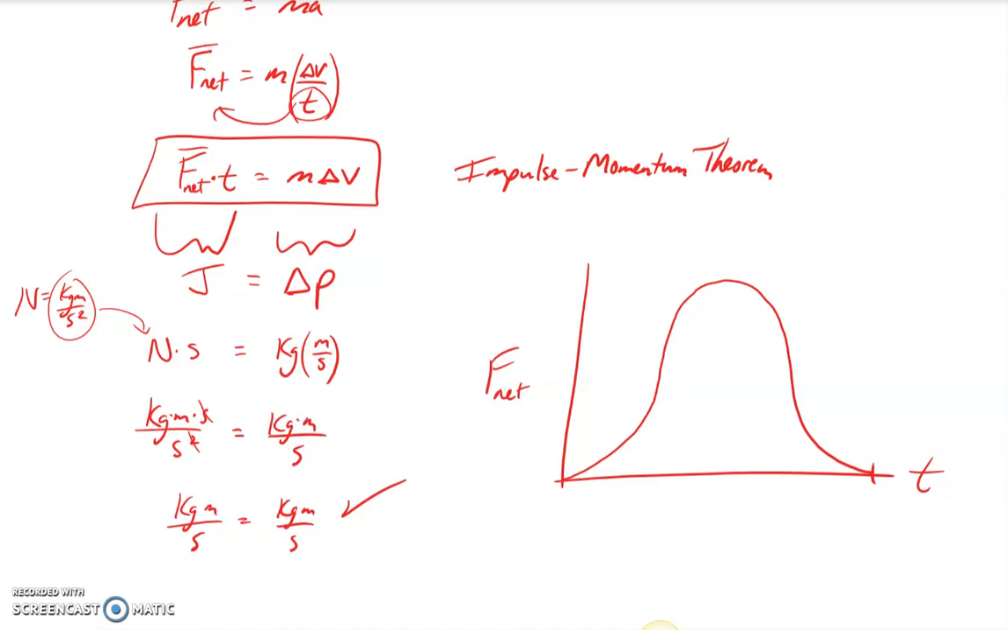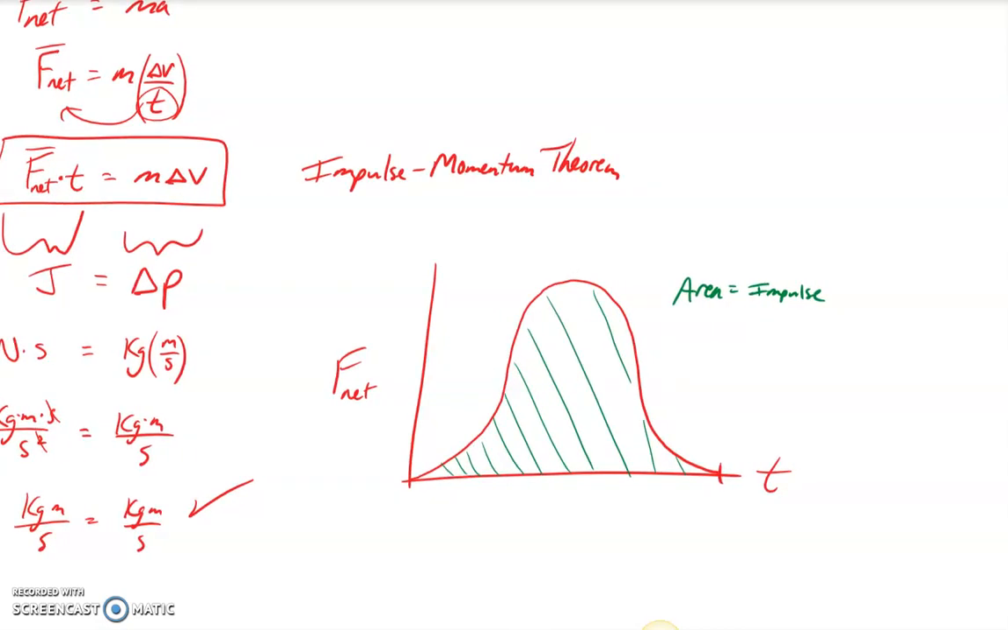Now, how does this graph fit with this impulse momentum theorem? Well, the area between this graph line and the x-axis represents the impulse, in this case, the person's face. If you're in calculus, I know that we have a few calculus people, impulse is really just the integral of the force with respect to time. So in other words, the area of a force-time graph.